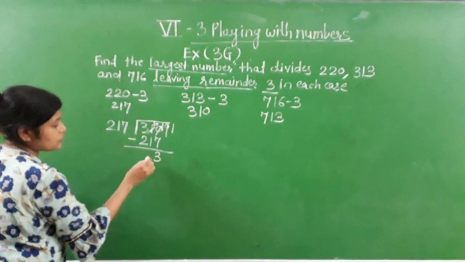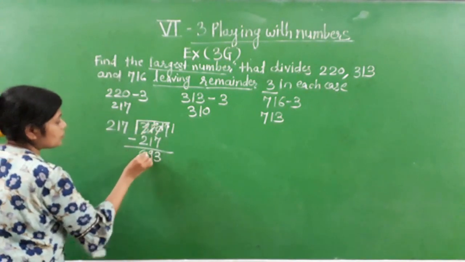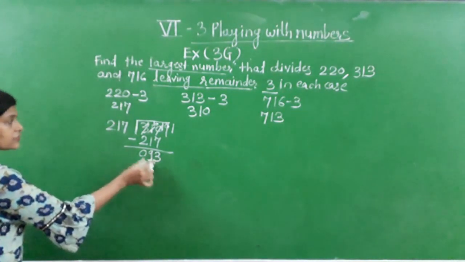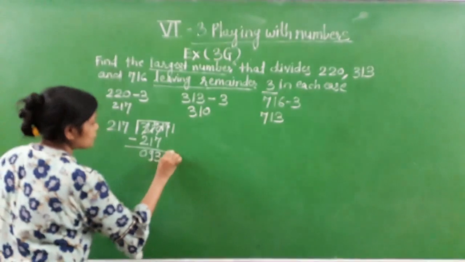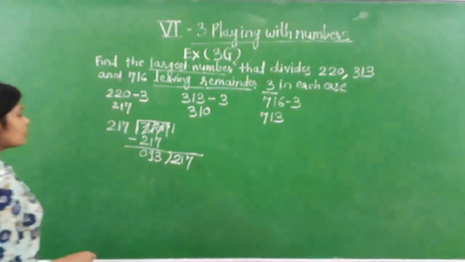10 minus 1 is 9. Here will be 0. Got it? Now this is your divisor and this is dividend. Okay, so we'll write it here: 217, and then we'll divide it.